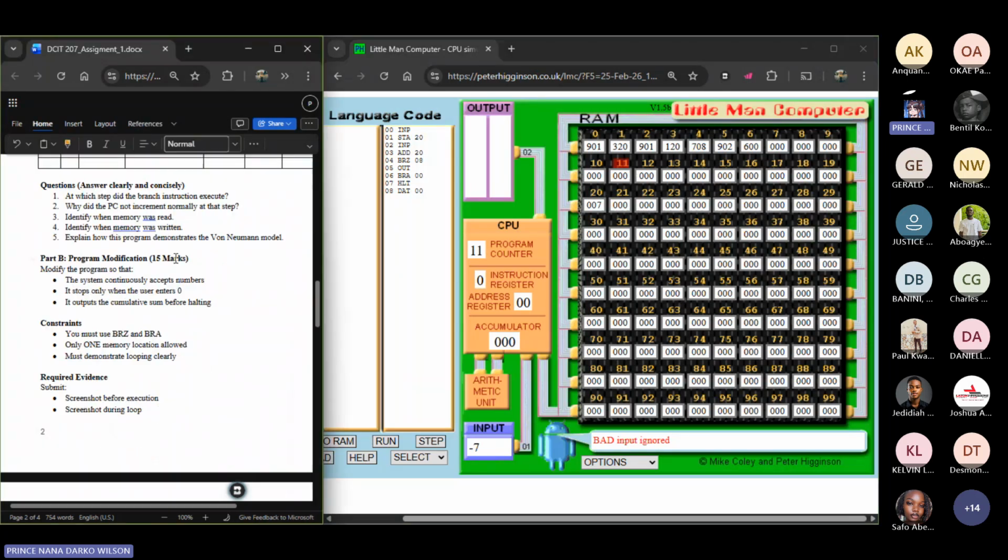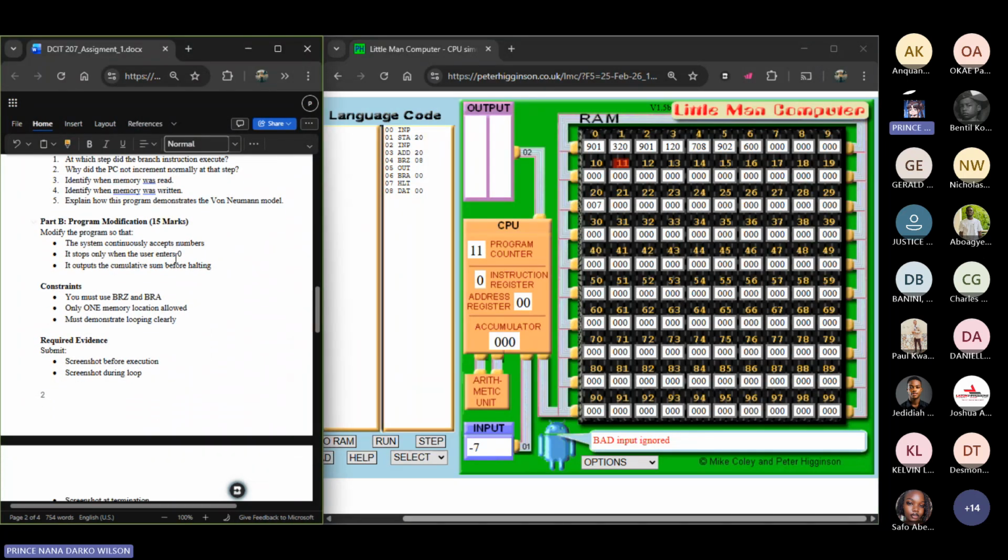All right, Part B. It says we have to modify the program so that the system continuously accepts numbers. It stops only when the user enters a 0. It outputs the cumulative sum before halting. So we are supposed to work on the program so that it changes its nature. It should continuously accept numbers until the user enters 0. When the user enters a 0, the program should display the sum of all the numbers the user entered before the 0, before it halts.